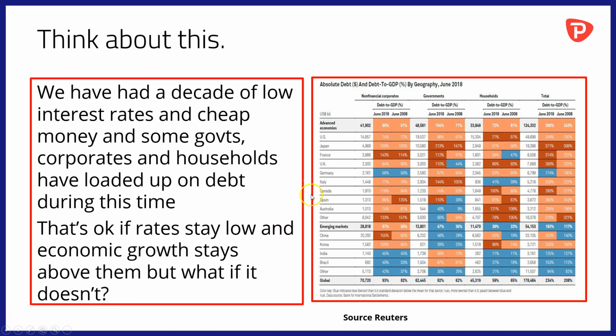There's a fascinating table here sourced from Reuters that shows the levels of debt to GDP in a variety of economies and groups, and breaks that down by non-financial corporates, governments, households and total debts. It shows those figures for June 2018 and June 2008. So a real chance to see who's indebted, whose debts have been rising, and who's been paying those debts down over the last decade.